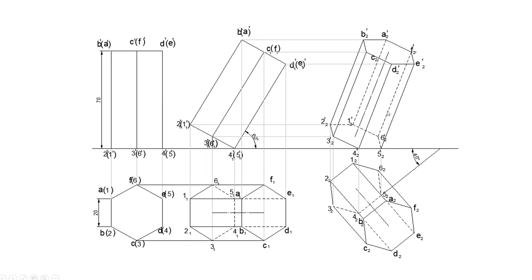Hope you understood how to draw this projection of a hexagonal prism and how to mark the invisible edges in this diagram and in this diagram.